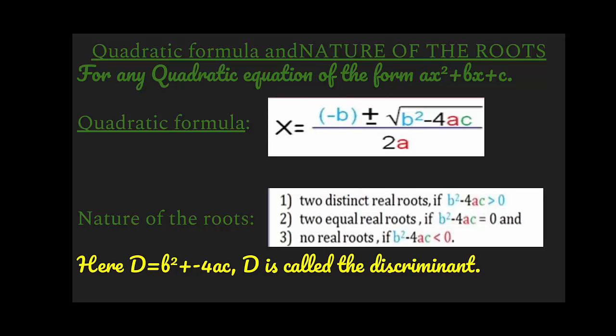Now if it is positive, it will have two distinct real roots. If it is 0, it will have two equal roots, and if it is negative, it will have no real roots. So these are the different values of D. This should be minus, this should be minus b square minus 4ac. So these are the different values of D with the help of which we can determine the nature of the roots. If it is greater than 0, which is positive, it will have two distinct real roots. If it is equal to 0, it will have equal roots. If it is less than 0 or negative, it will have no real roots.